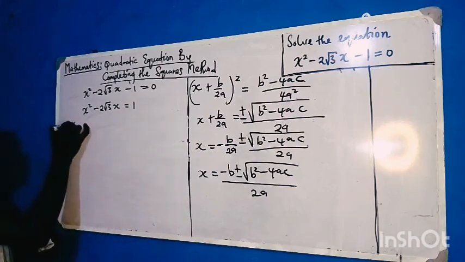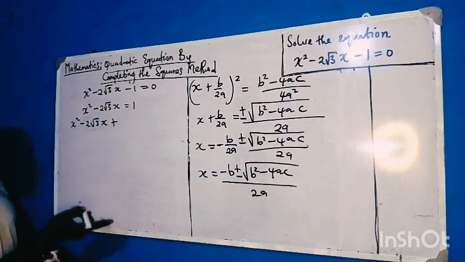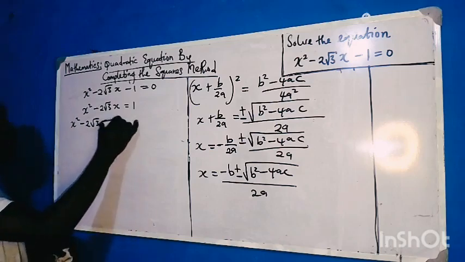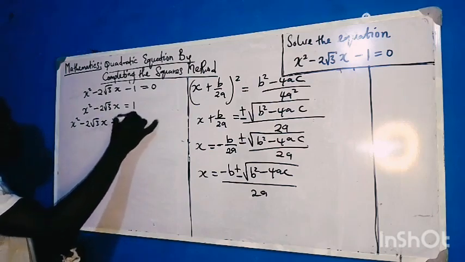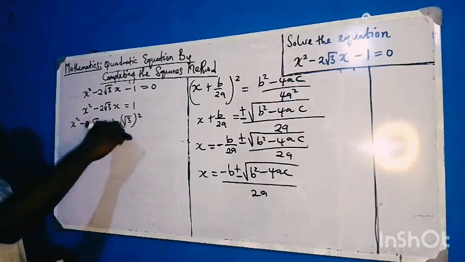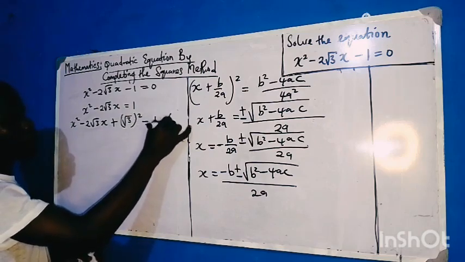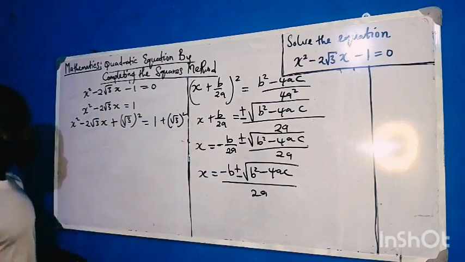So we are going to have x squared minus 2 root 3 x. We add, you always add your perfect square. So our perfect square here is root 3 all squared. Please don't find the square first, just leave it like that. It is equal to 1 plus root 3 all squared.